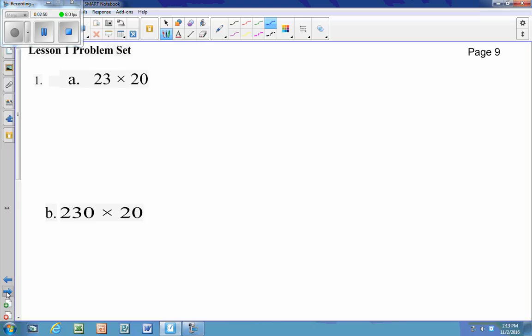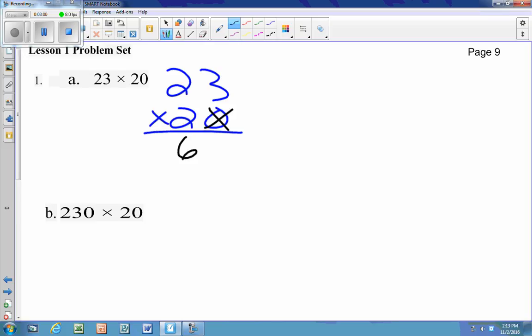I'm going to go through some more examples. Here we have 23 times 20. So I'm going to ignore my 0 for right now. And I'm going to do 2 times 3 is 6. 2 times 2 is 4. And this right here I have to put back in. And now my answer is 460.